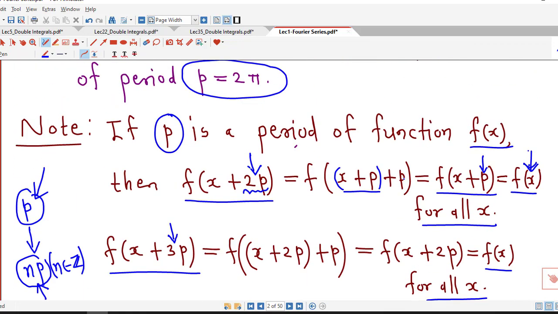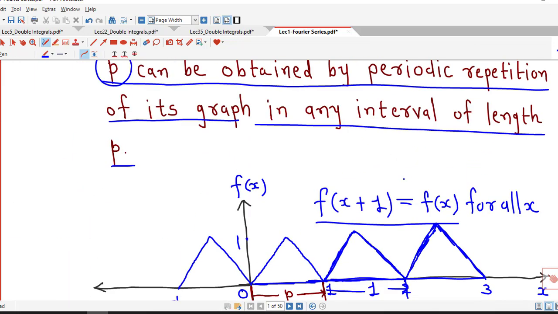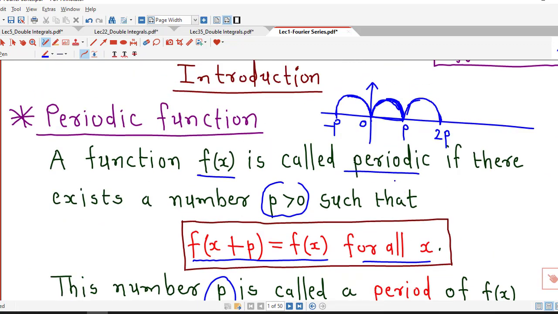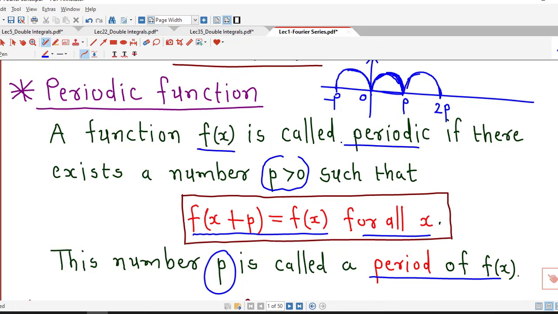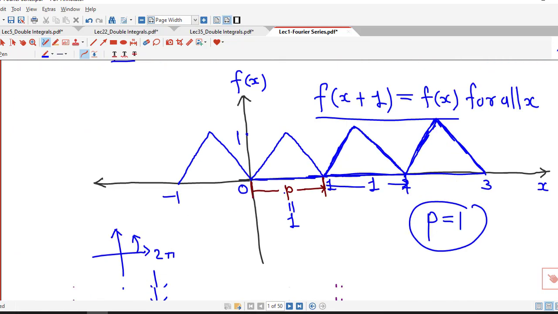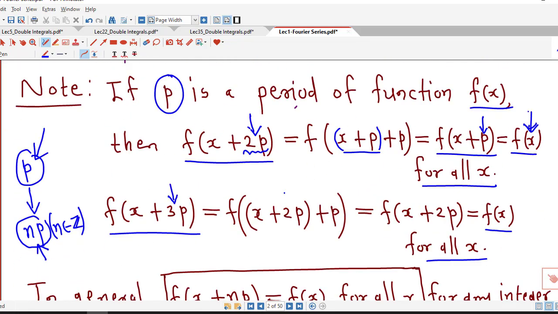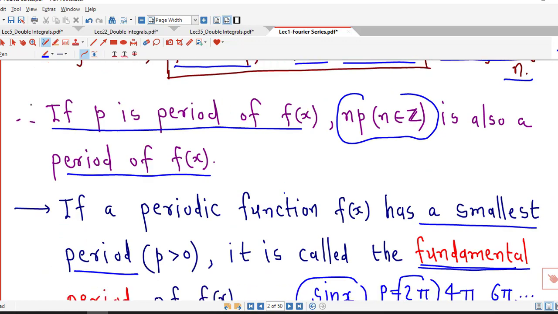So before going for Fourier series, we must be familiar with periodic functions. A periodic function is a function for which there exists a positive real number p such that this condition is satisfied: f(x + p) equal to f(x) for all x, or the graph of the function is the same in any interval of length p. We consider some other remarks also which are required for this topic.